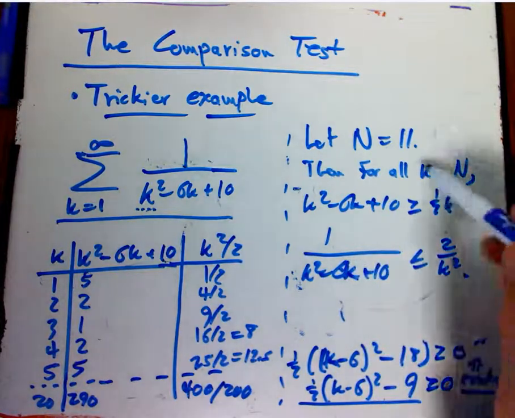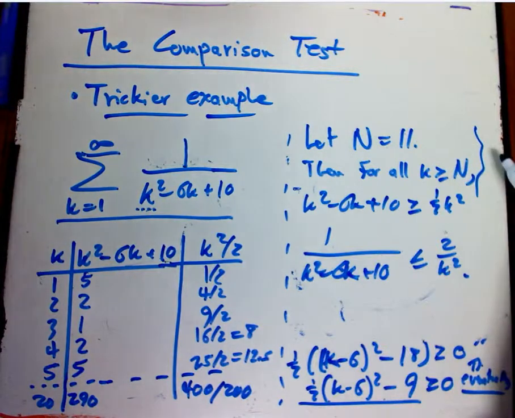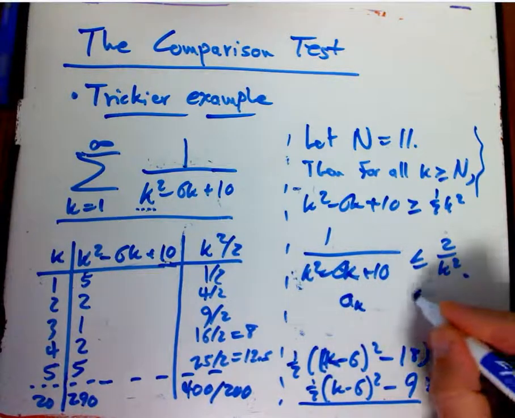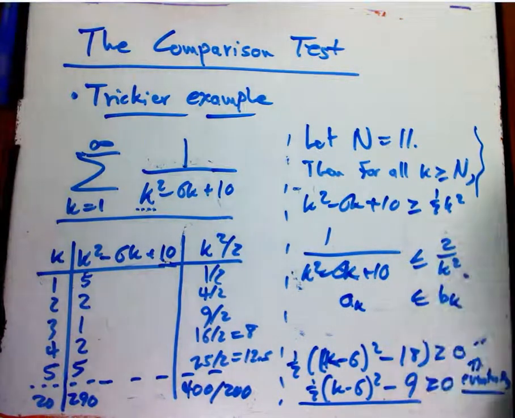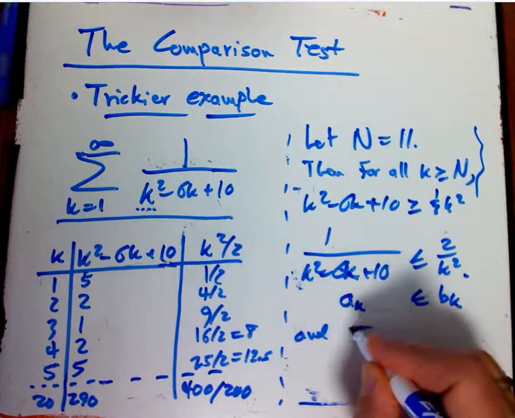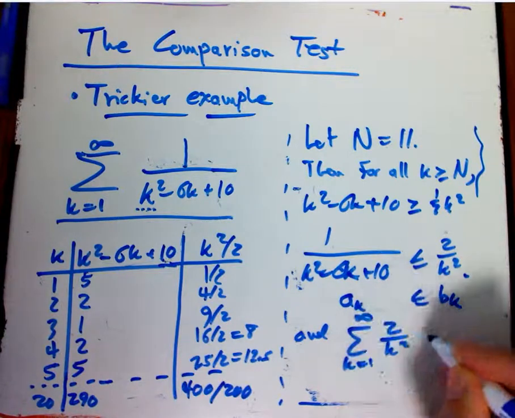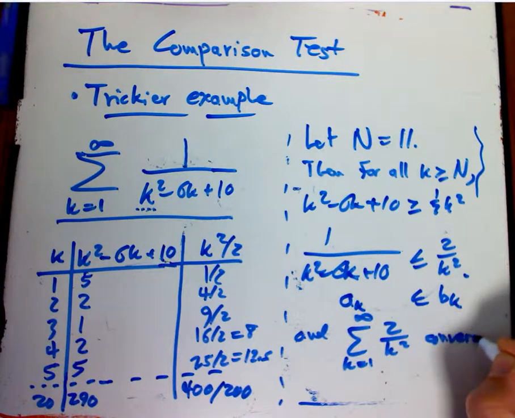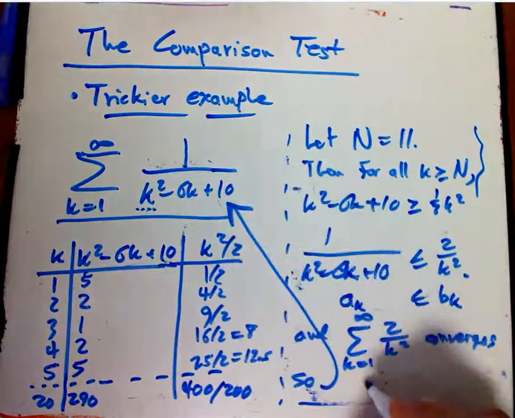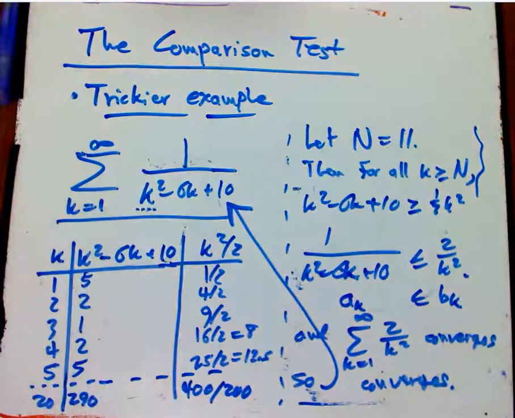Okay? Eventually, that's what this part says, eventually, after a finite number of exceptions, which really don't matter, the terms of our sequence, that would be like the a sub k's, are less than or equal to the b sub k's. And it is known that the sum of 2 over k squared converges. So I'll just put an arrow, that also converges. Okay, that's a fair amount of work.